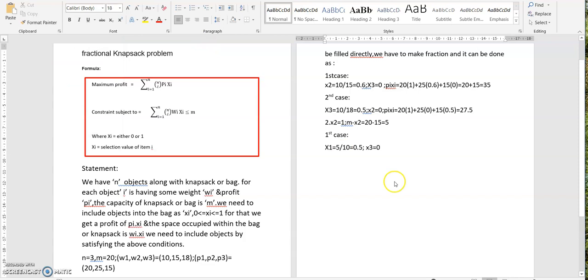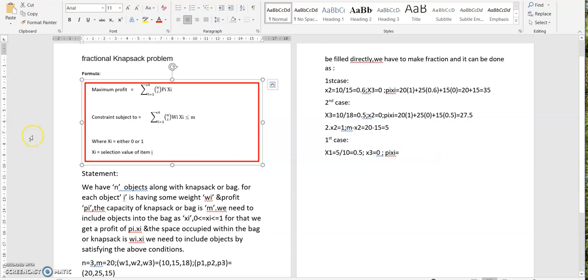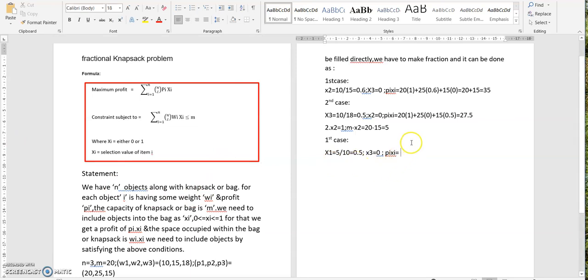We need to find Pixi, which is equal to P1x1 plus P2x2 plus P3x3. P1x1 is 20 into the fraction value 0.5, plus P2x2 means 25 into 1, plus 15 into 0. Then the total value is 35.